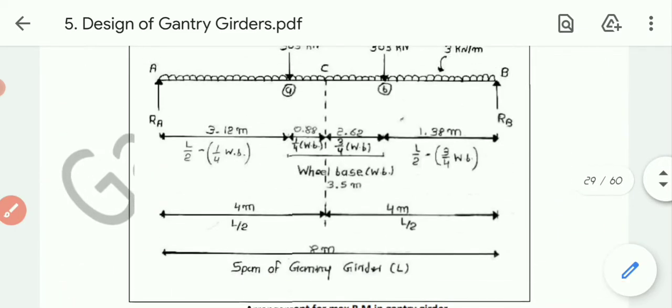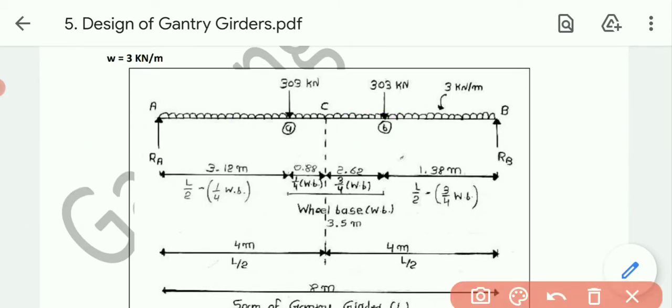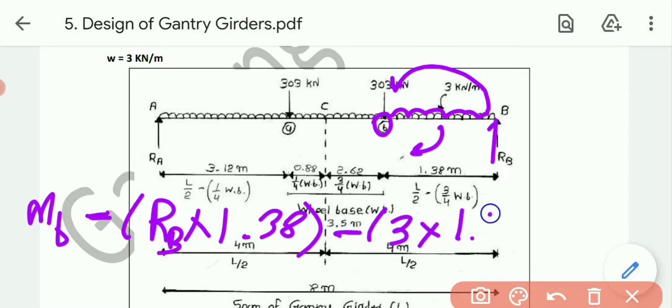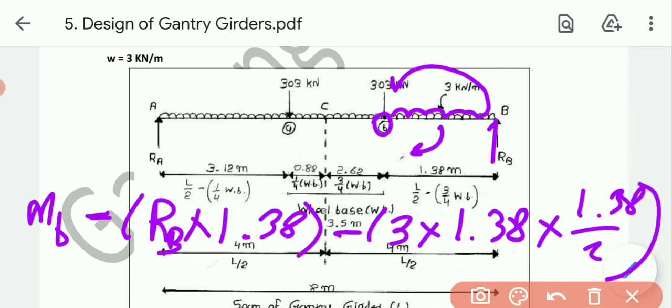Then moment at B, we need to do the same thing over here. For this one, I will take the sign convention rule and calculate moment from the right hand side, say anti-clockwise plus, clockwise minus. So moment at B will be RB into 1.38, anti-clockwise moment, so that's why it is plus RB into 1.38. And meanwhile this UDL load will act as a clockwise moment, so minus 3 into 1.38 into 1.38 divided by 2, that is this one.